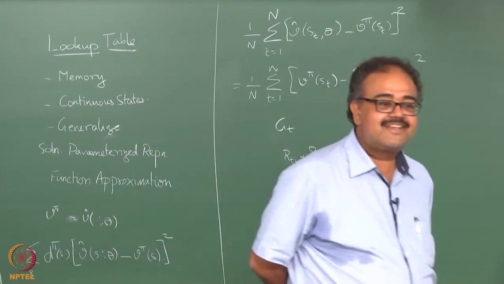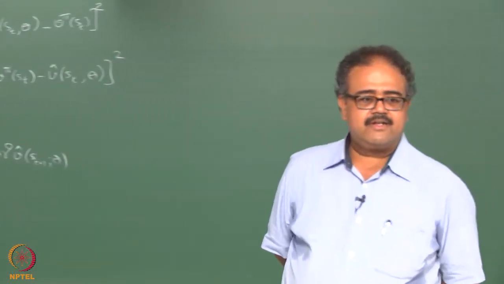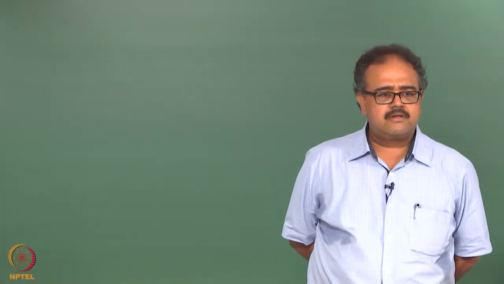Yeah, you see? We are essentially using a lookup table again for V pi. No. Then how will you... we don't know V pi. That's what I told you, right? We don't know V pi.